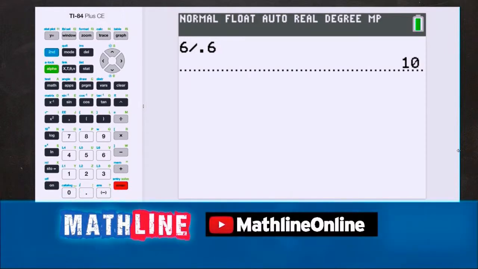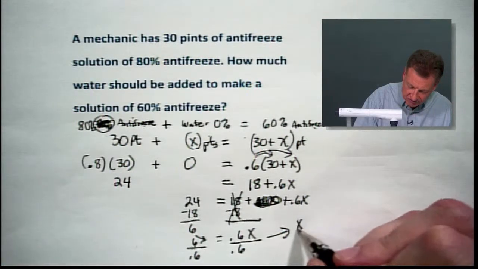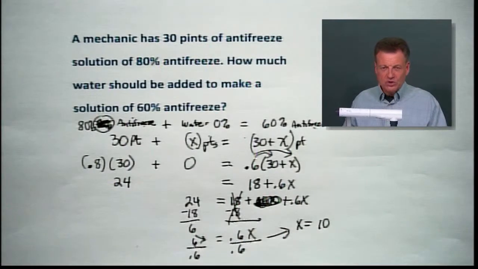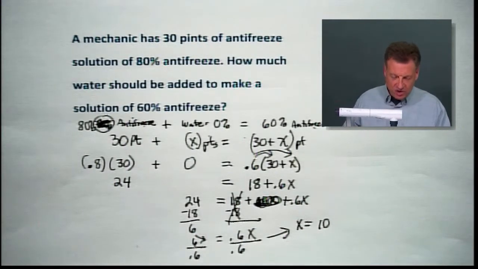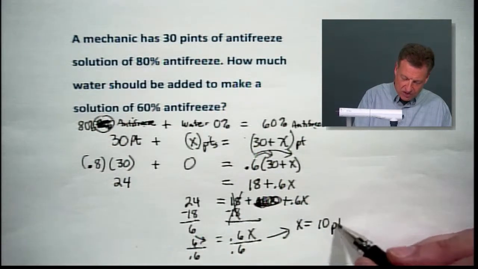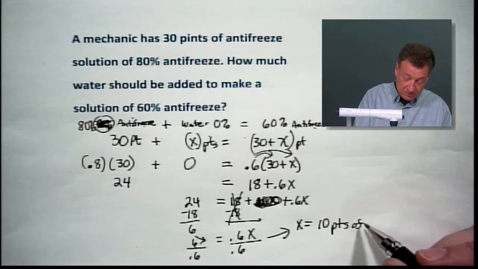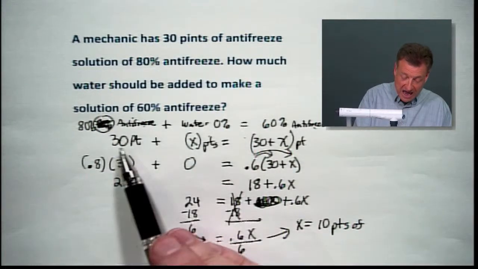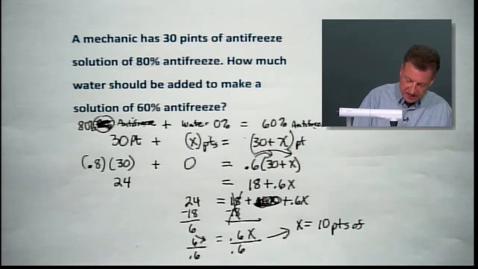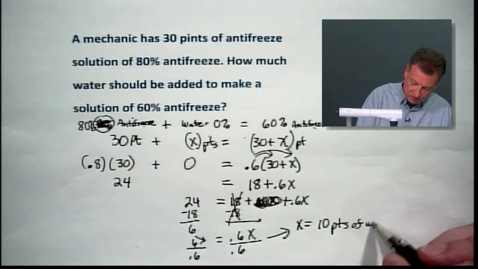Well, I kind of guessed that, didn't I? I said it might be 10. The answer is 10. Actually, it is. So, in this case, our x is equal to 10. Now, let's go back just a second. What does x stand for? X is the pints of water. So that stands for 10 pints of water, which adds to make 30 plus 10 and gives us 40 on the end. So 10 pints of water.